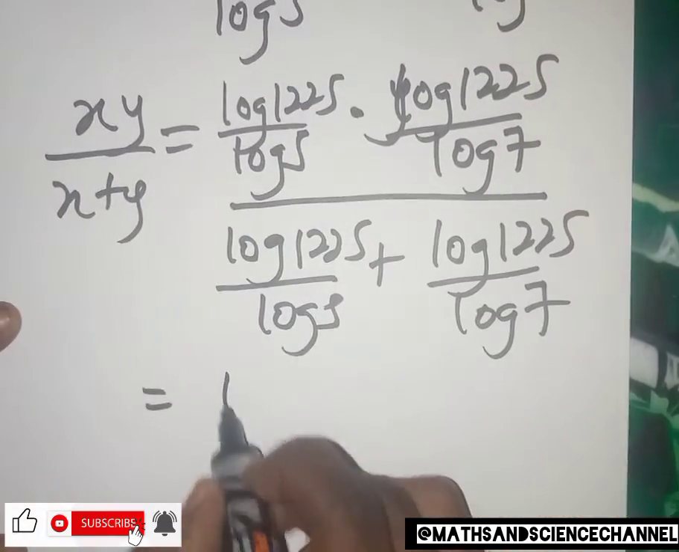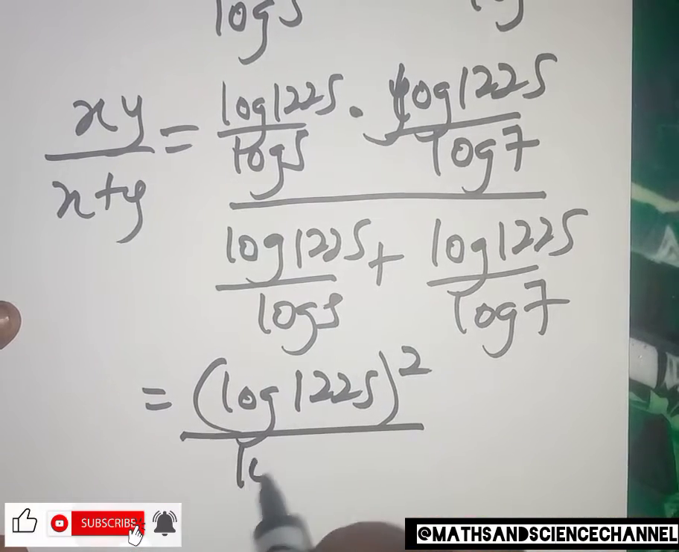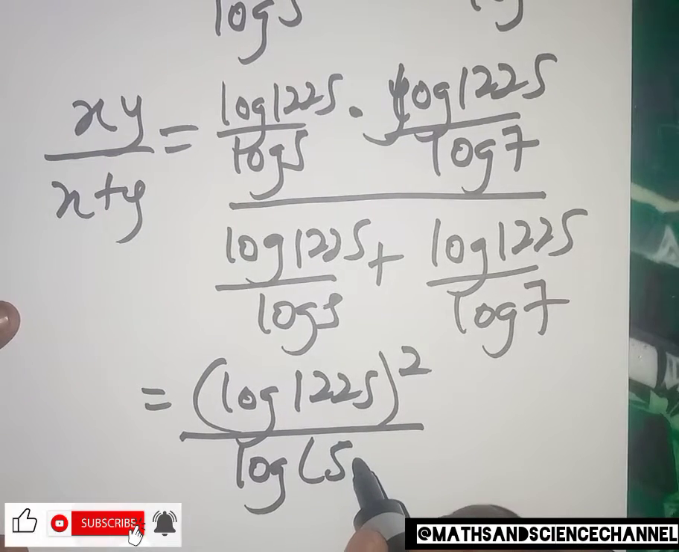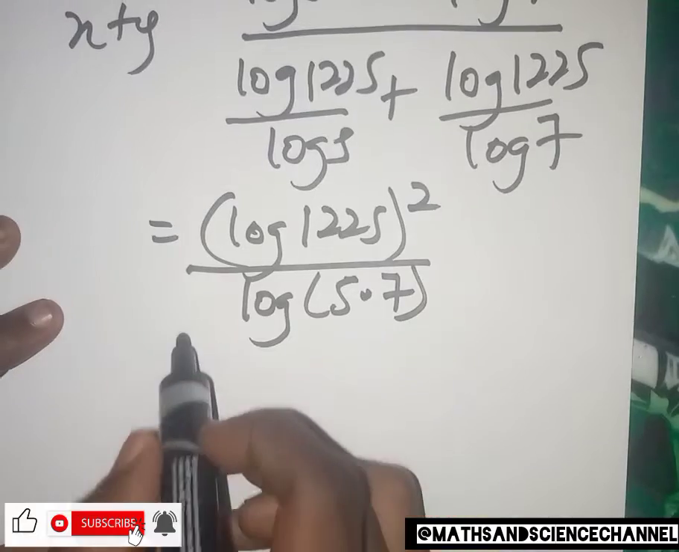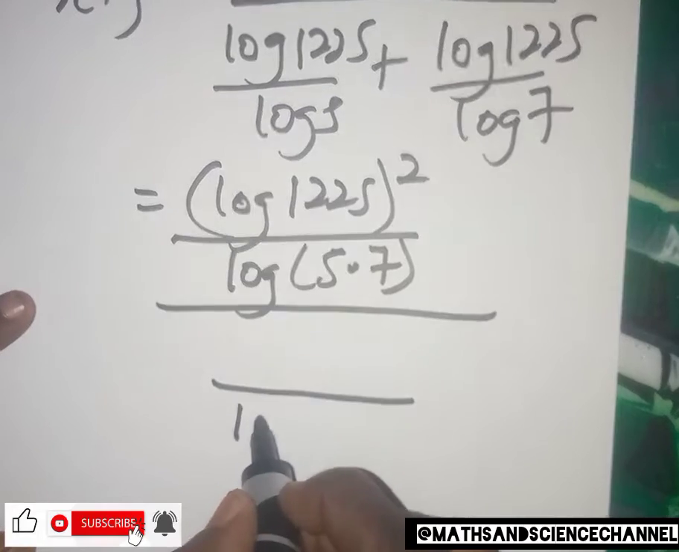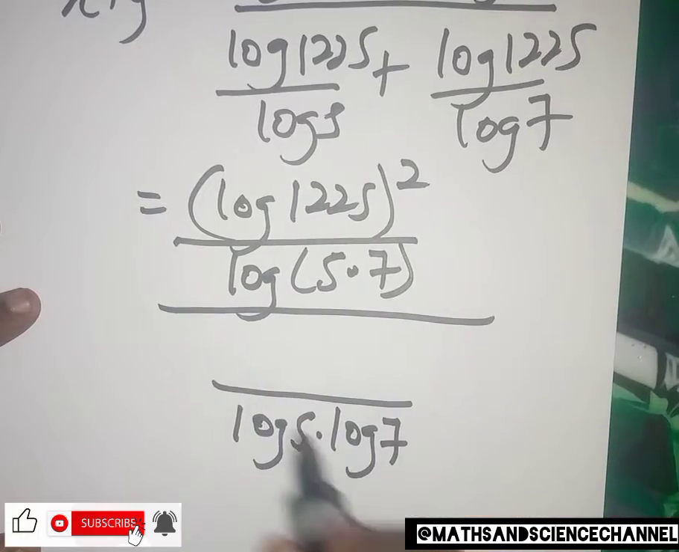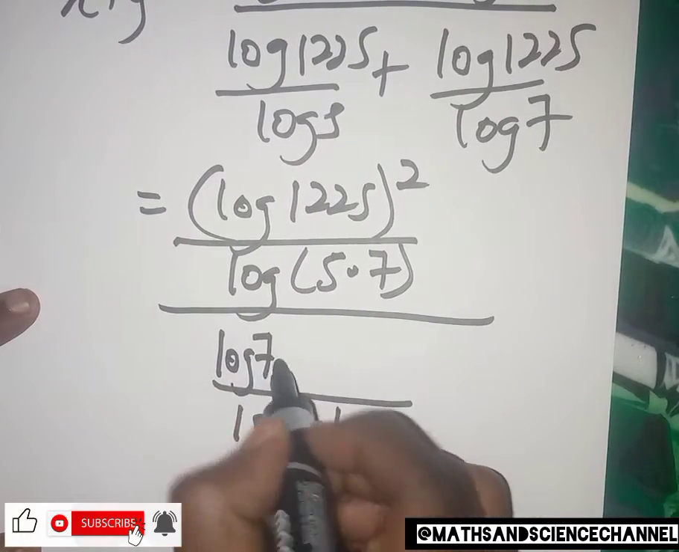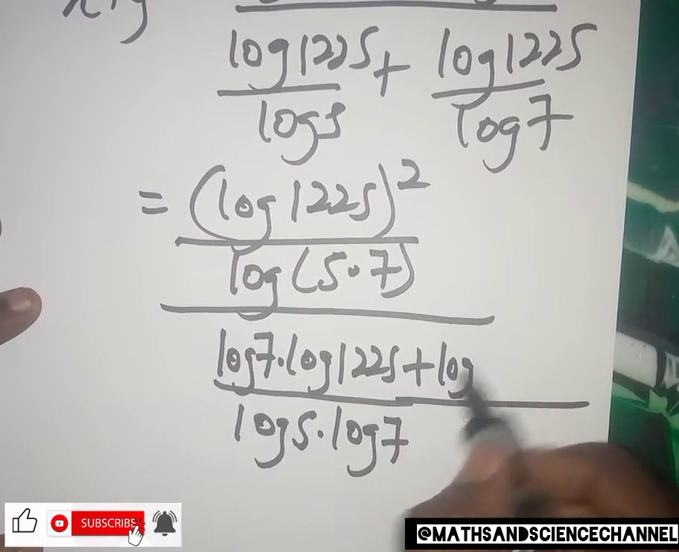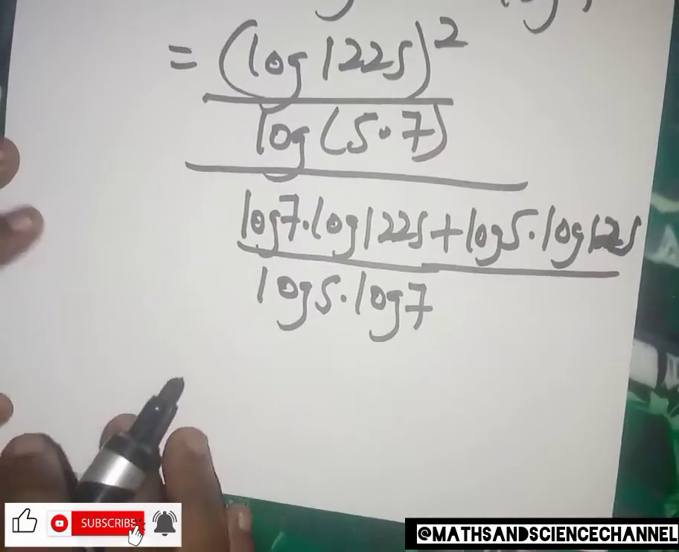Now the first part multiplies, so we can have log 1225 squared, divided by log 5 multiplied by log 7, since they are in the same base. Now down here we have the LCM to be log 5 multiplied by log 7. Now this goes into that, we have log 7 multiplied by log 1225, and then also plus log 5 multiplied by log 1225. So this is what we have.